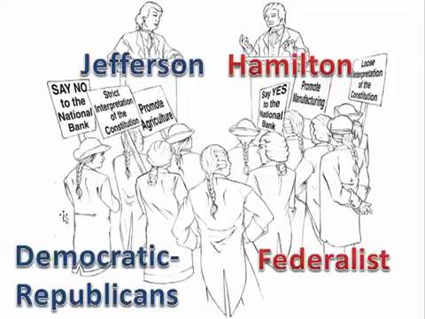Okay, if you said Jefferson was on this side over here and these were the Democratic Republicans' initiatives, then you were correct. If you said Hamilton over here, these were the Federalists, then you were correct. Okay, that's the end of Unit 2. I hope this helped you.